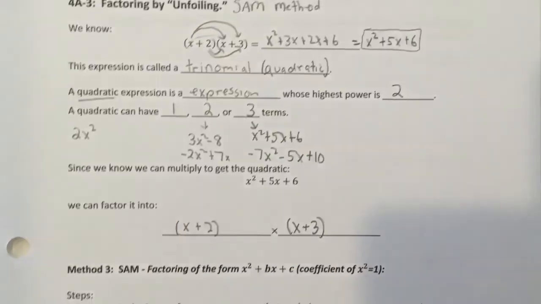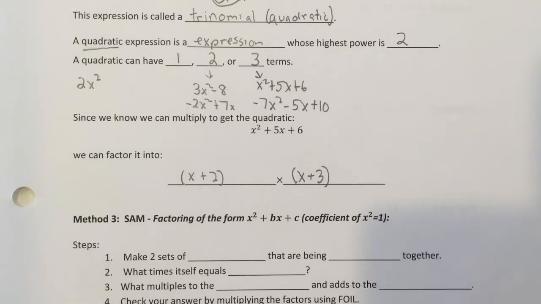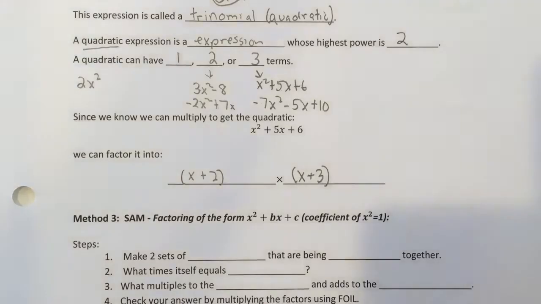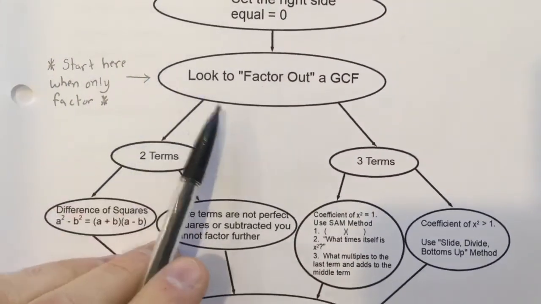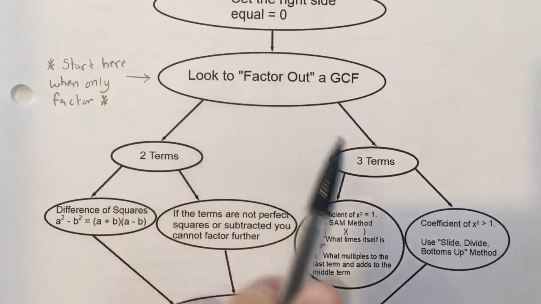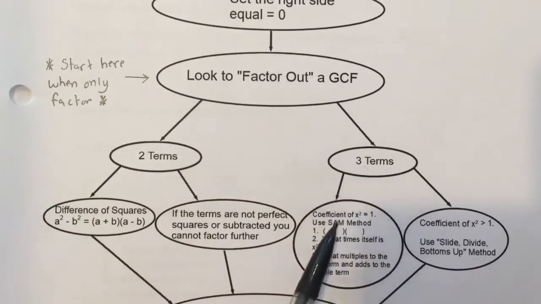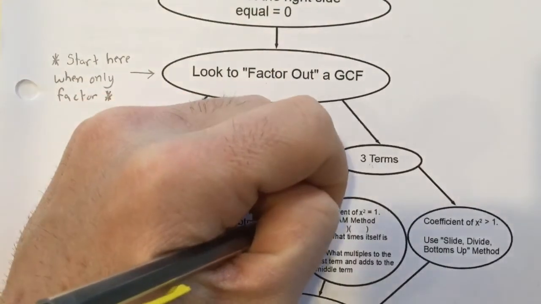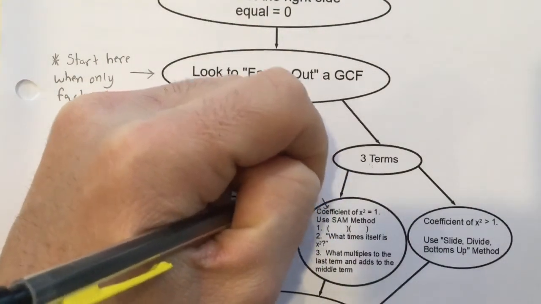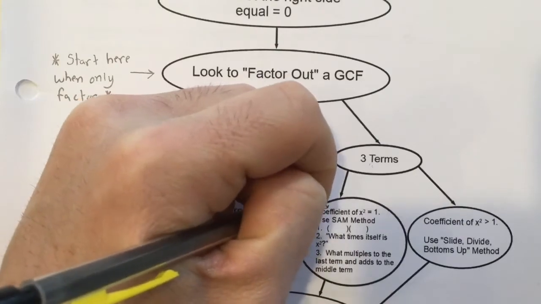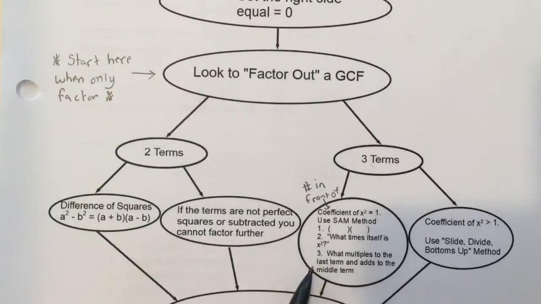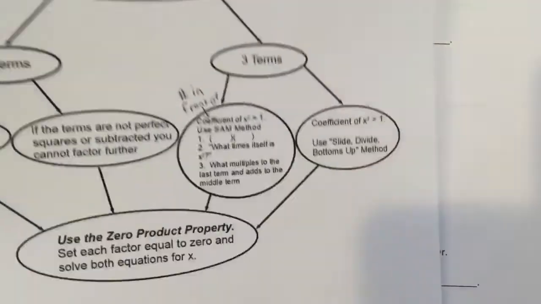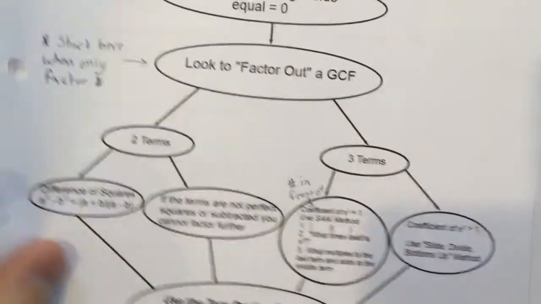All right, and the way we're going to do this is with what we call the SAM method of factoring. And if we look at our flowchart, we're still looking for a GCF first always, but if we have 3 terms and the coefficient, remember coefficient means number in front of, you might want to make a note of that, number in front of the x squared equals 1, we can use this SAM method of factoring. We'll get to this bubble next lesson.